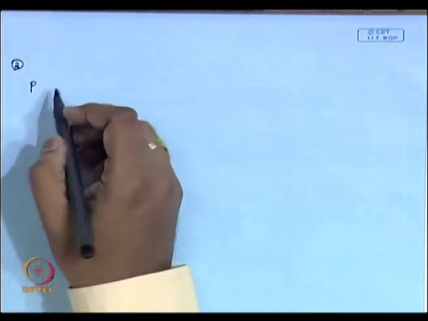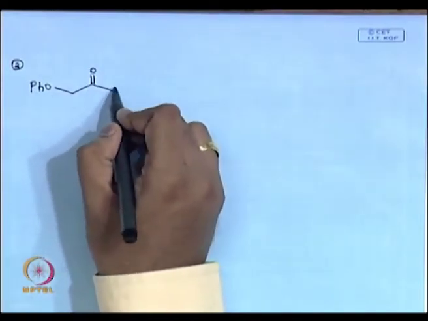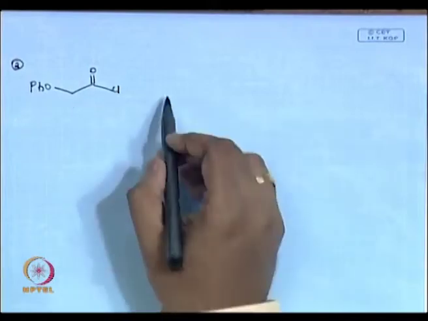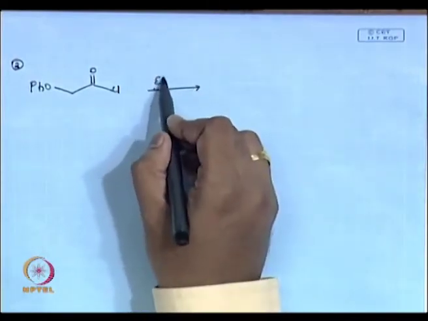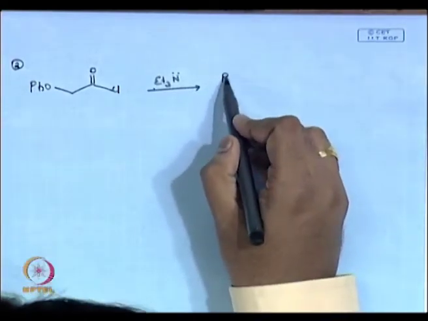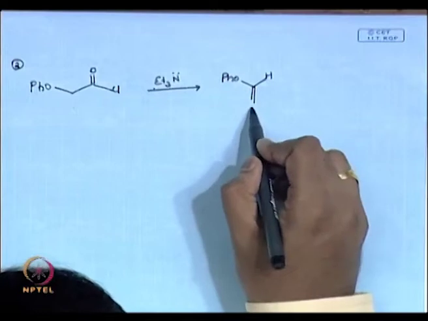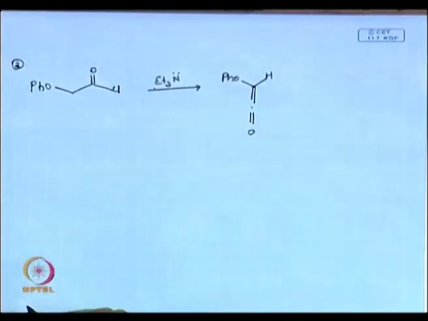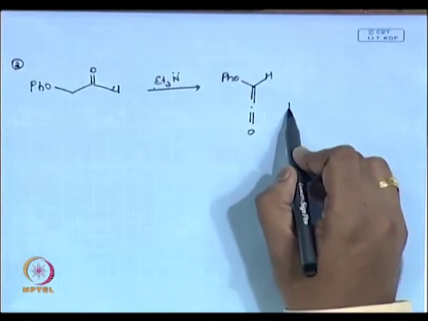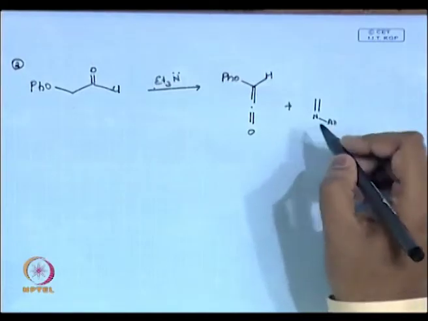Third example. I will add a triethylamine to this, and what you get is a nice ketene. Now, I can add an imine to the system.